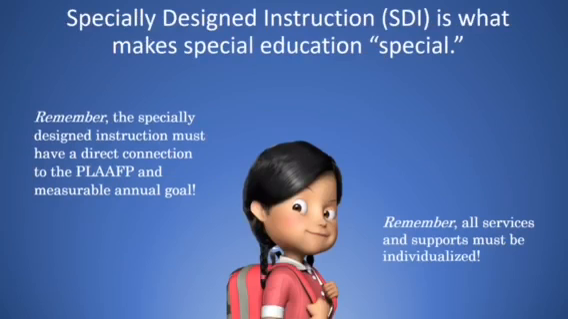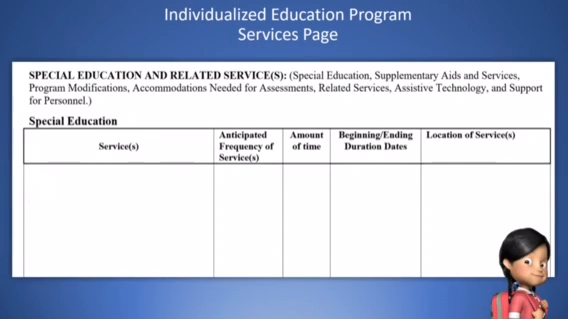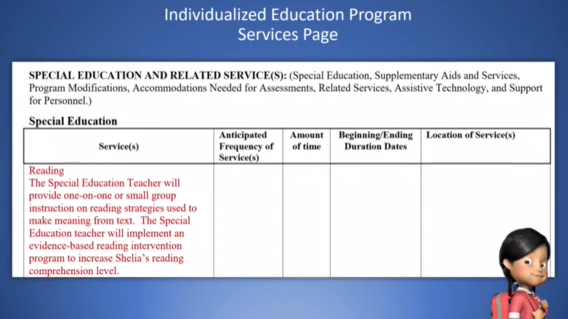Remember, the specially designed instruction must have a direct connection to the present level of academic achievement and functional performance and the measurable annual goal. And all services and supports must be individualized to each student. So let's look at an example.